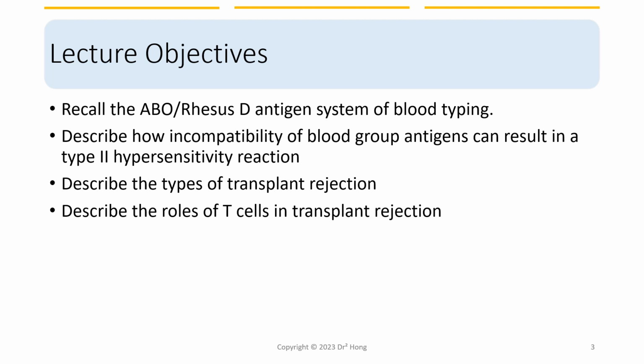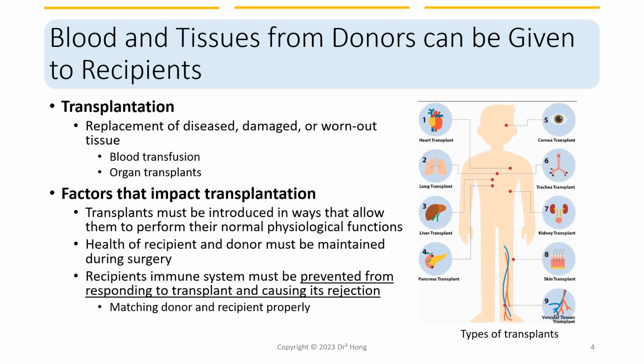So, let's get started. The reason for transplantation is to replace diseased or damaged or lost tissues. Blood is the most common transplanted tissue. Organ transplants are also becoming more frequent and safe with the advancement in rejection prevention medications.